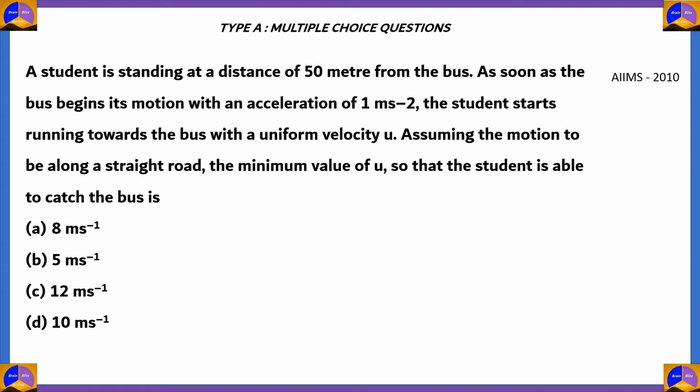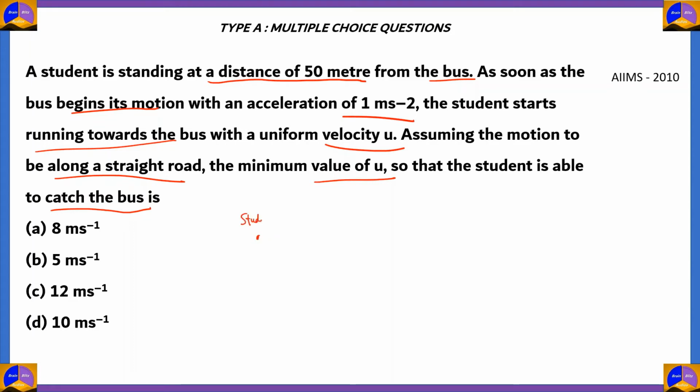A student is standing at a distance of 50 meters from a bus. As soon as the bus begins its motion with an acceleration of 1 meter per second square, the student starts running towards the bus with a uniform velocity u. Assuming the motion to be along a straight road, the minimum value of u so that the student is able to catch the bus is 8 meters per second, 5 meters per second, 12 meters per second, or 10 meters per second. So in order to get a gist of this question, it helps if you draw a diagram.